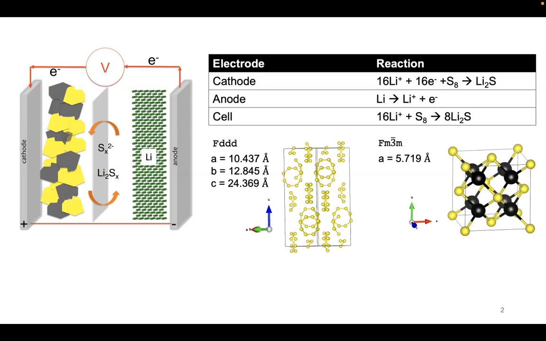But the real issue is fundamental. We are trying to convert a sulfur cathode that has this orthorhombic structure with S8 rings that will have to be opened. So it has to be a ring opening polymerization process, and then conversion to the final product of Li2S, which is this rock salt cubic structure that you see here.